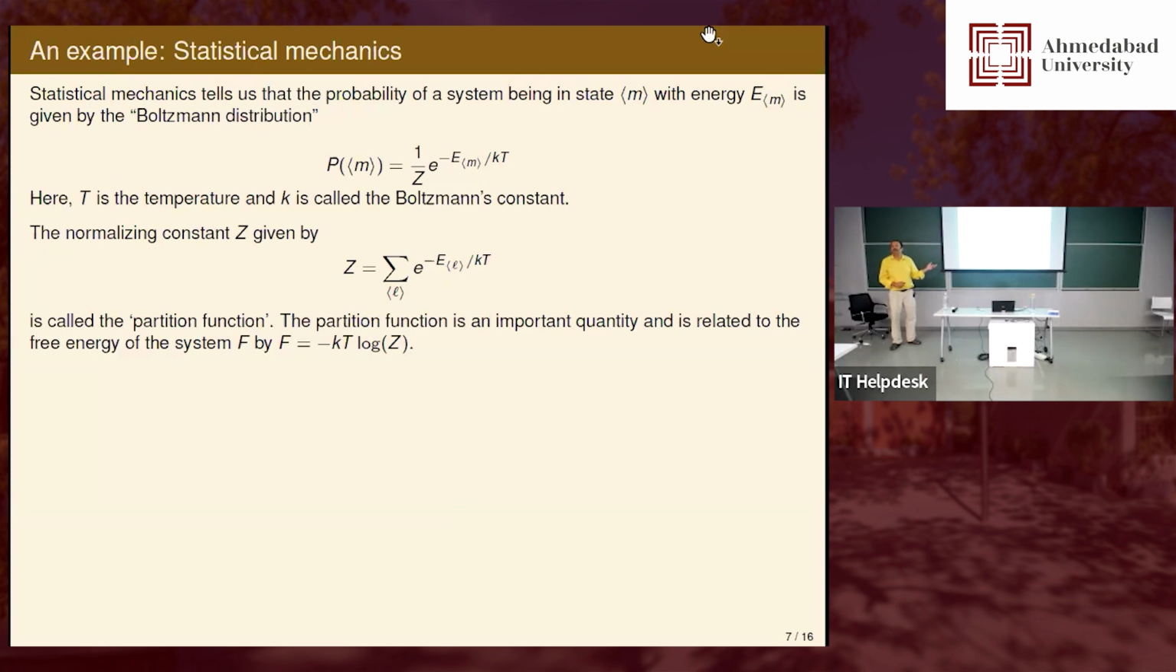Now how will it add to one? If I sum over all states, that is Z, and that will make it a distribution. This Z is called the partition function. It's a very important quantity because a lot of things depend on Z. For example, the free energy of the system is minus kT log Z. So the partition function itself is very important, and you want to know its value.